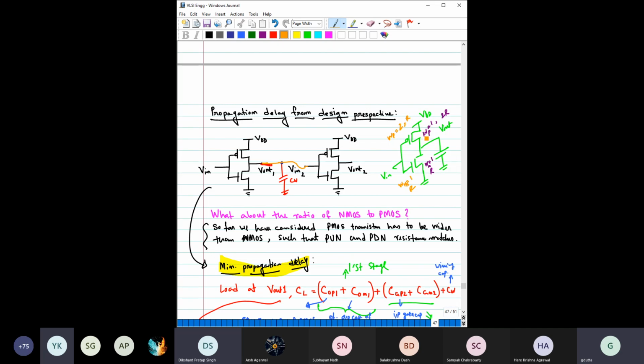Right. So to get a symmetrical charging and discharging, please notice that what you are basically doing is taking the WP by WN ratio, which is equal to RP by RN, where RP is the resistance of PMOS for WP equal to 1, and RN is the resistance of NMOS when WN equal to 1.